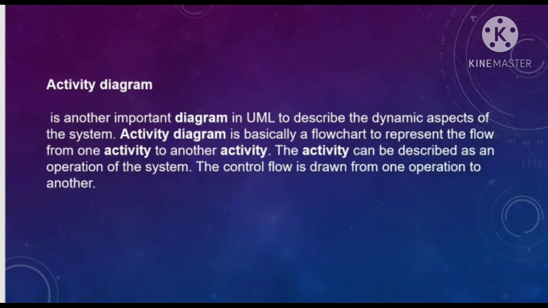Activity diagram is another important diagram to describe the dynamic aspect of the system. An activity diagram is basically a flowchart to represent the flow from one activity to another activity. The activity can be described as an operation of the system. The control flow is drawn from one operation to another.